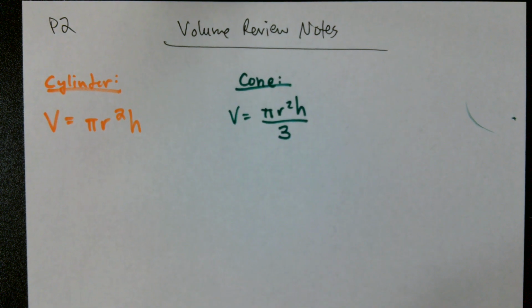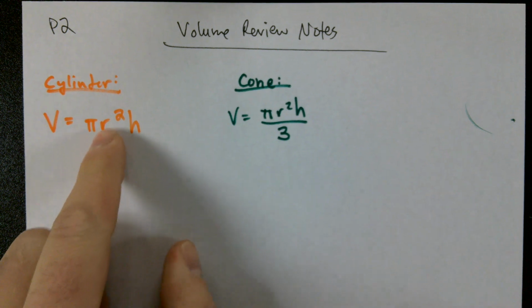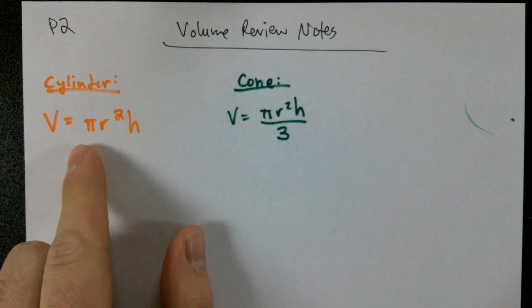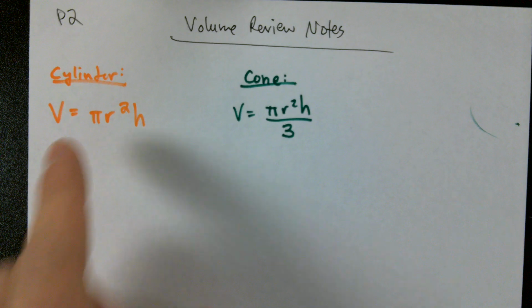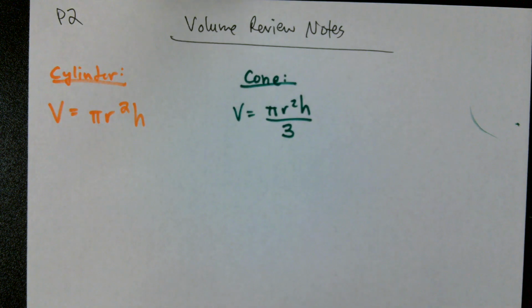So a lot of times it's really hard for us to remember 3 different formulas. If we can remember that 3 cones make one cylinder, we only have to remember the formula for a cylinder. Because when it comes to cones, we can just divide it by 3. Does that make a little sense? Hopefully.